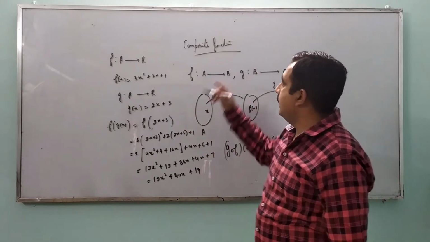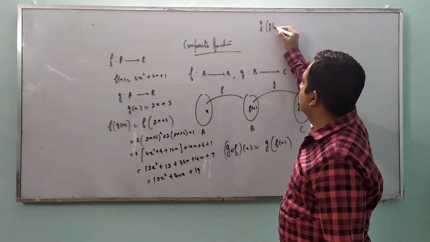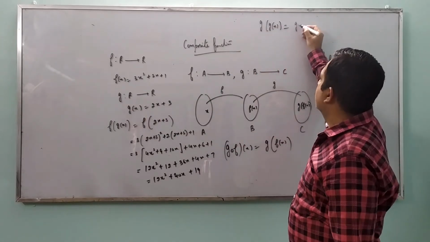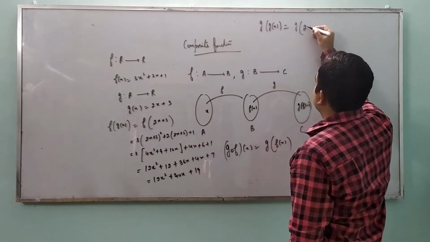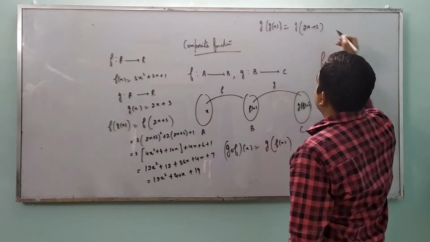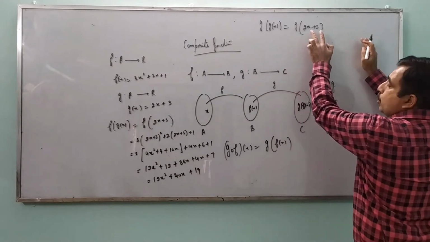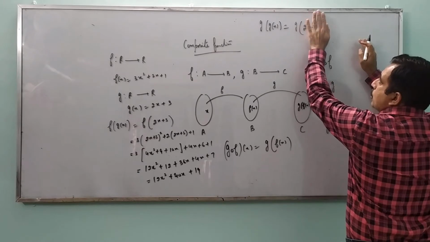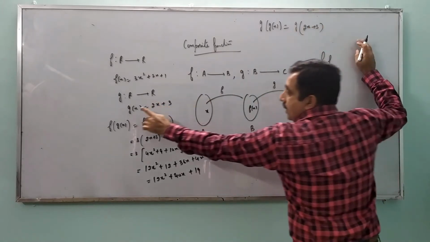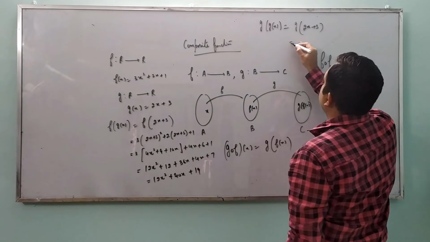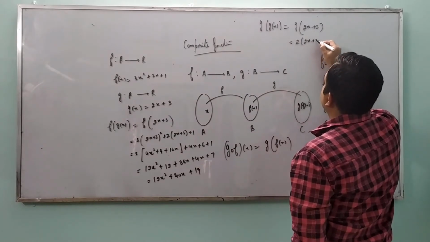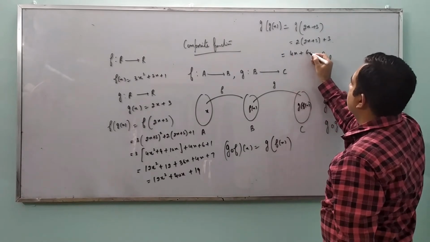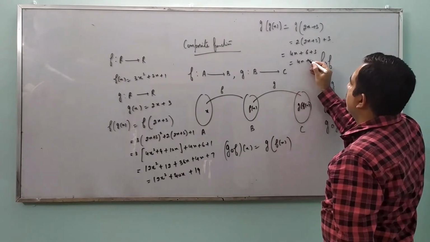Simply see, if I need g of g(x), same question, then firstly find the value of g(x). G(x) is 2x plus 3. This 2x plus 3 becomes x for g. This 2x plus 3 becomes the domain for g. So in g, instead of x, you write 2x plus 3. And then we get 4x plus 6 plus 3. It is 4x plus 9.